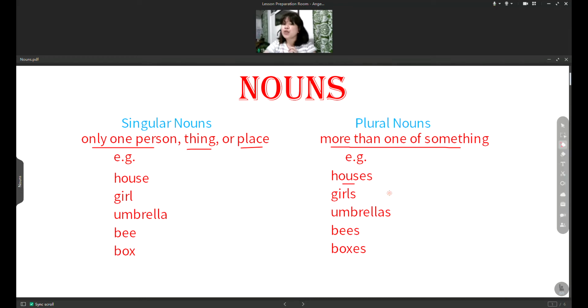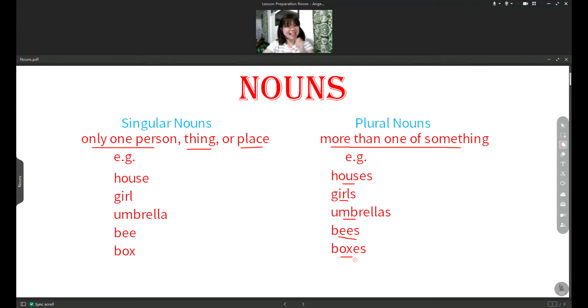So let's have some sentences here. She has 2 houses. There are 30 girls in the classroom. I have 2 umbrellas at home. There are lots of bees in the garden. She has 5 boxes in her bedroom.